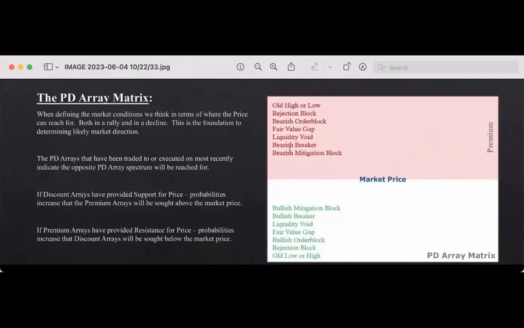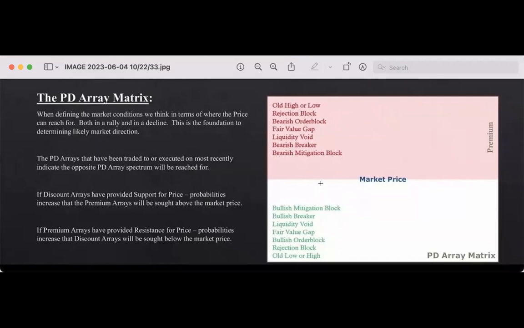Then we have illustrated a picture here of what he's actually talking about. Let's say you draw a Fibonacci tool from the high of the picture down to the low, and then it's going to give you 50%. That's in the middle, equilibrium. Everything above that is a premium, and everything below that is a discount, okay?